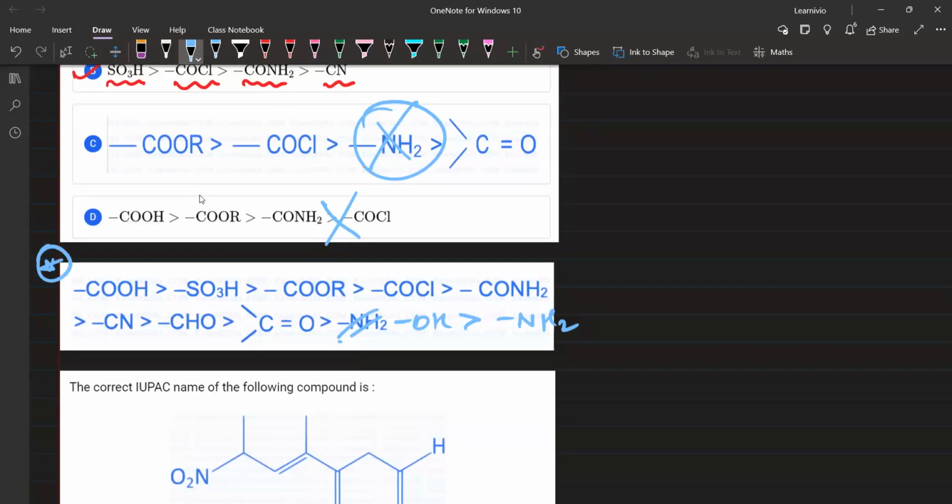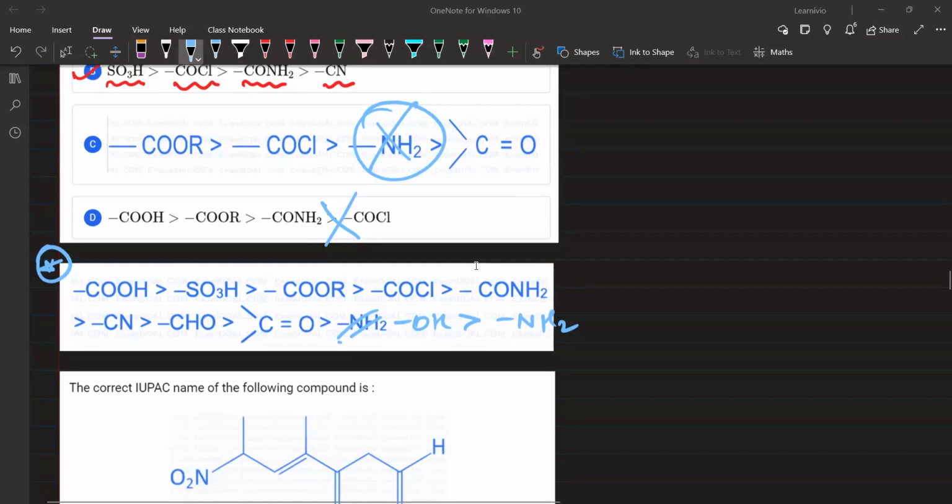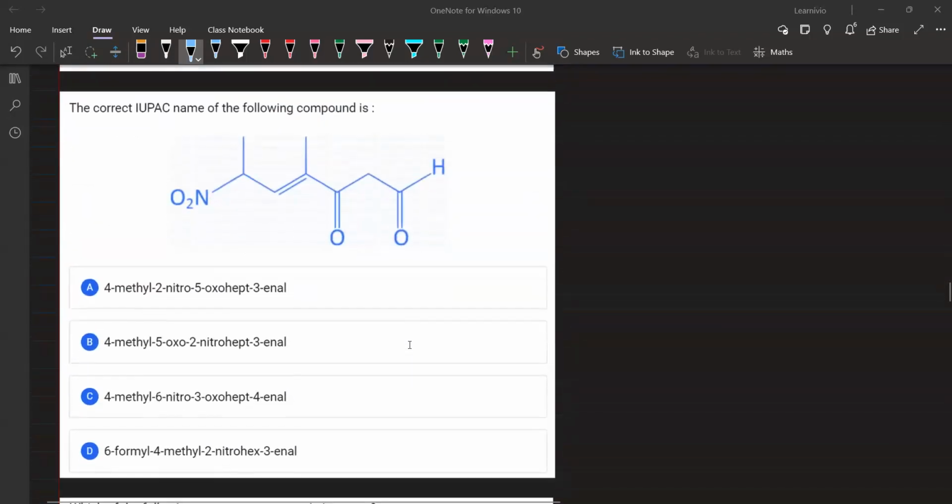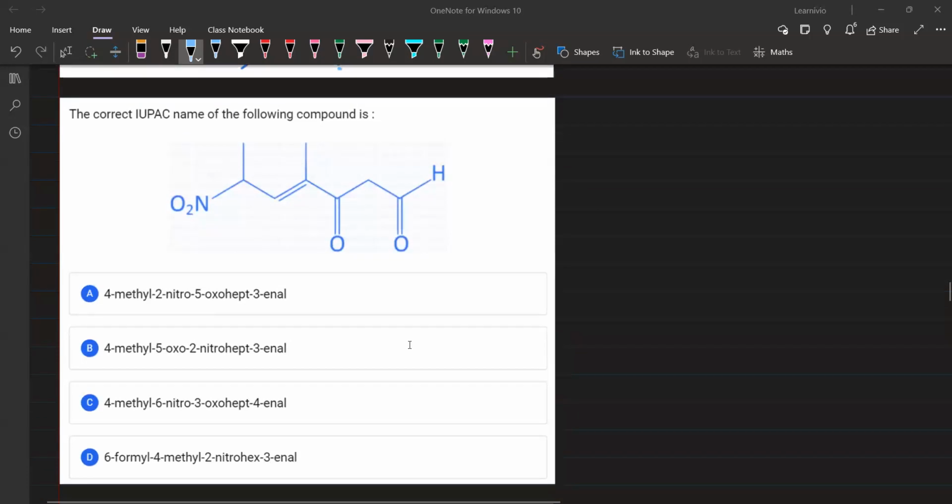Okay, please write this down. Let's move on. Try this. Correct IUPAC name for the following. I will give you 2 minutes for this.